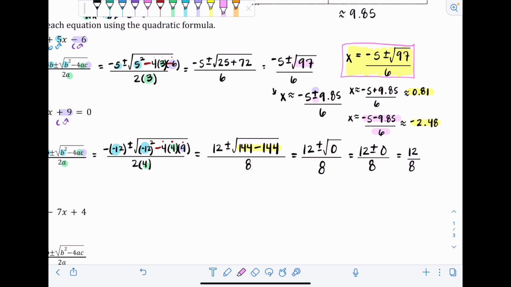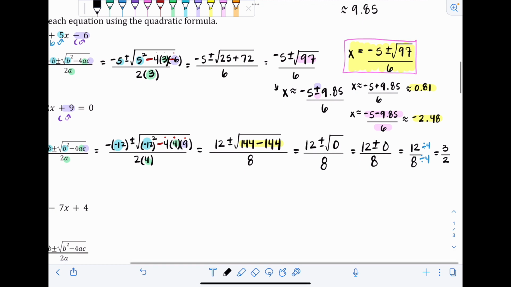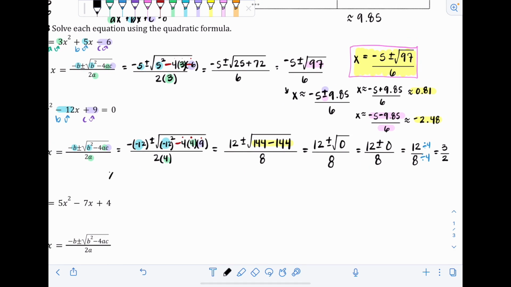So we have 12/8, and then we just want to make sure that our final answer is as reduced as possible. So we want to think if there's any common factors. 12 and 8 are both divisible by 4. If I divide 12 by 4, I get 3, and 8 divided by 4, I get 2. So my final answer would be x equals 3 halves, or 3 over 2.